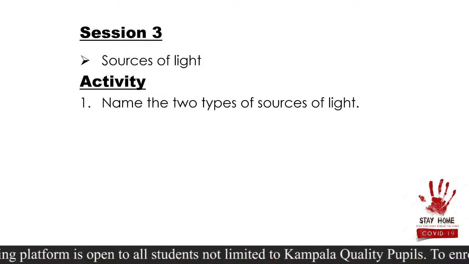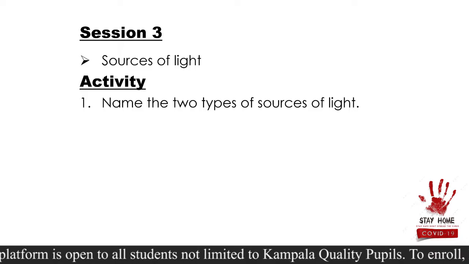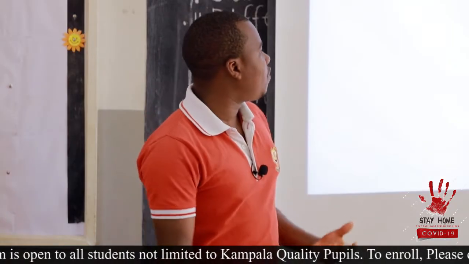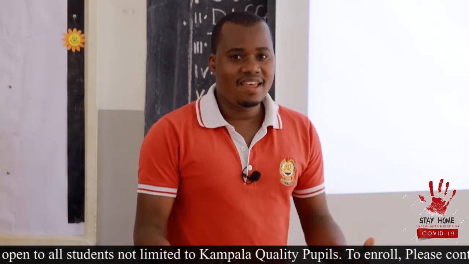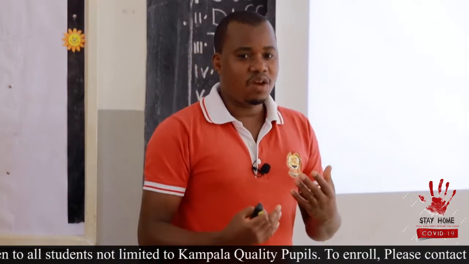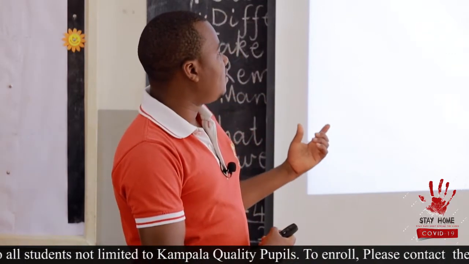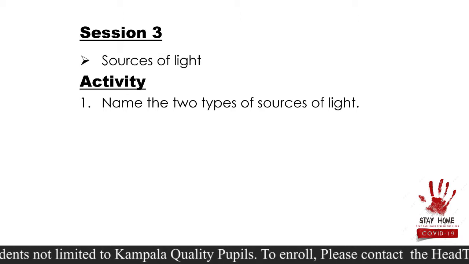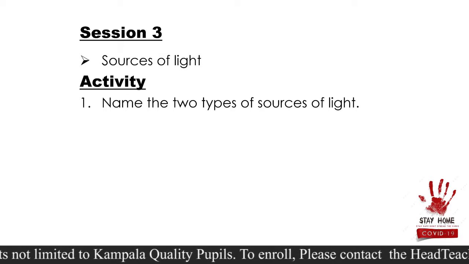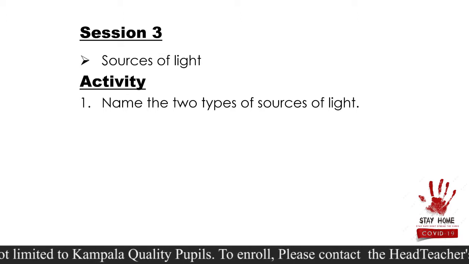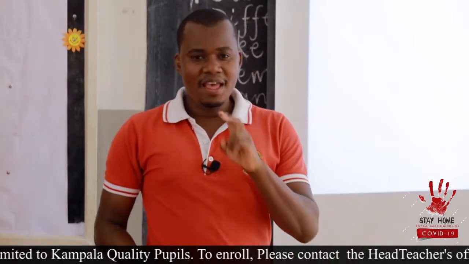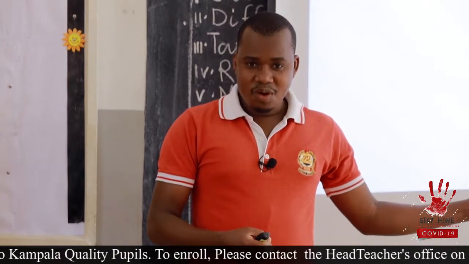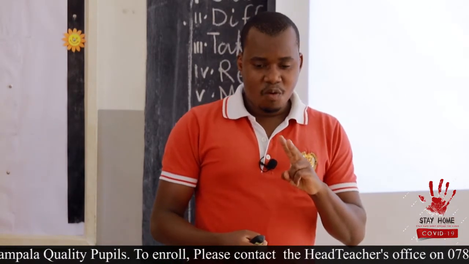Session 3, we are going to look at the sources of energy. Now, what you do, I told you, we pose a question to allow you to think. Then, we cross-check with mine here. So what is our activity this time? Name the two sources of light. There are two types of sources of light. So can you write them quickly? One minute.